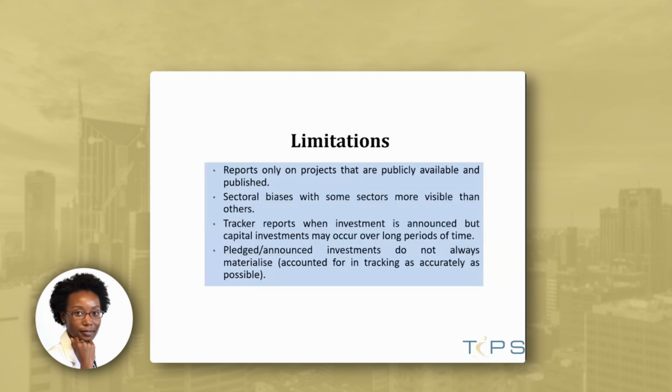So there are limitations to what the FDI tracker can accomplish. We only report on projects that are publicly available. There is a sectoral bias where some sectors are more visible than others, simply because those companies report more, but also sectors such as manufacturing are more visible than, say, agriculture. And we report when the investment is announced, keeping in mind that capital investments occur over long periods of time. And we don't cover portfolio investment as well.